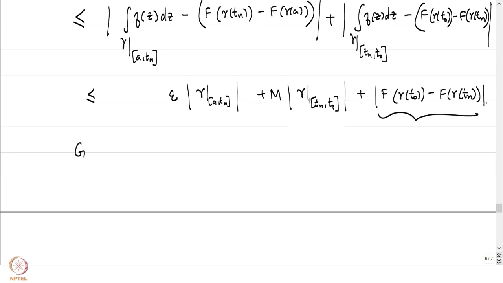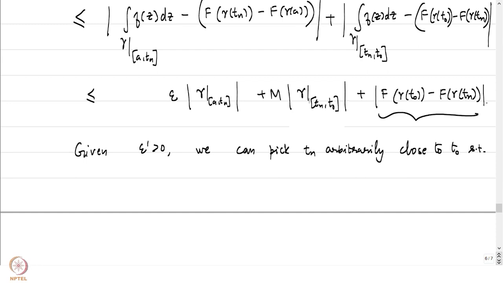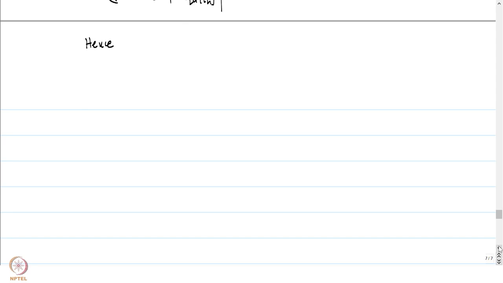So, let me just write it down. Given an epsilon prime positive, we can pick, I leave the details to you, t_n arbitrarily close to t naught such that this is less than or equal to epsilon times the arc length of gamma restricted to [a, t_n] plus M times epsilon prime, or rather (M plus 1) times epsilon prime, some constant times epsilon prime. So, given any epsilon prime, we will be able to make it as small as we want. But then what were we estimating? This was the term we were estimating. So, let me just write that down again so that we know exactly what we were doing.